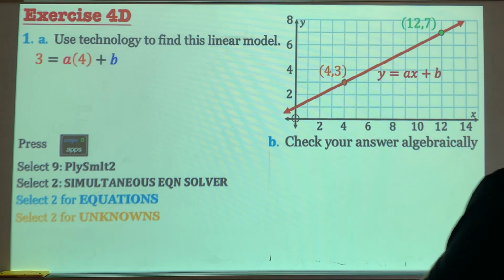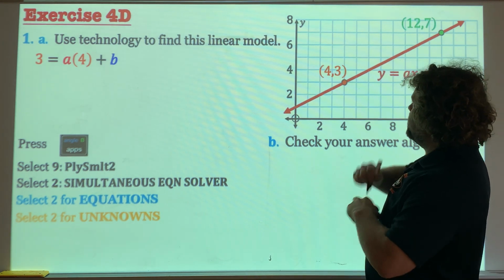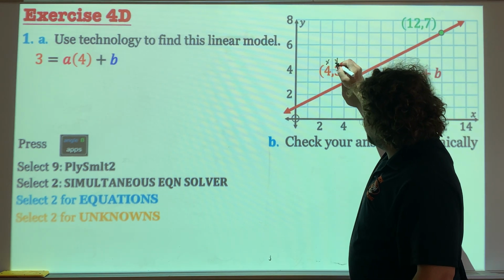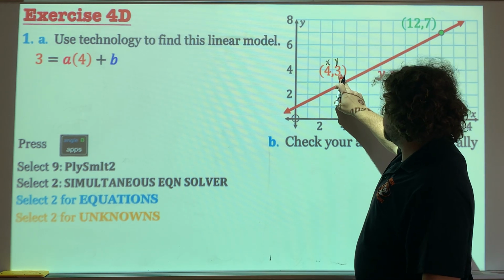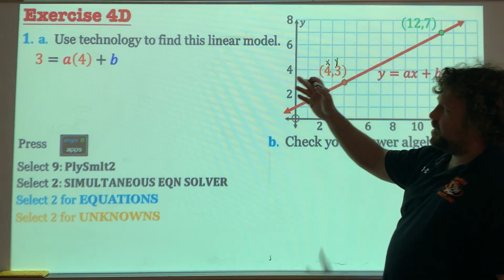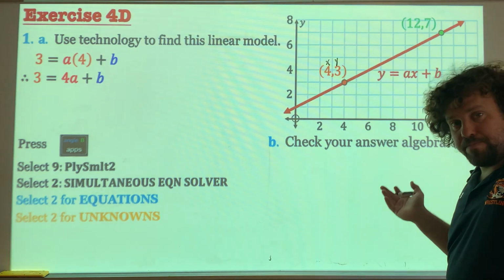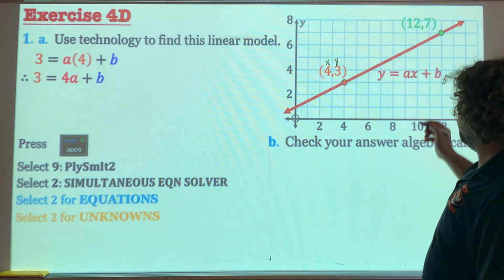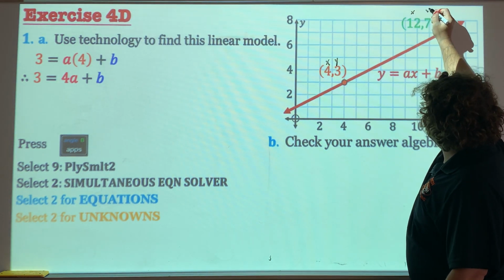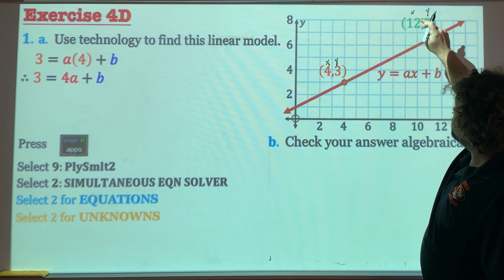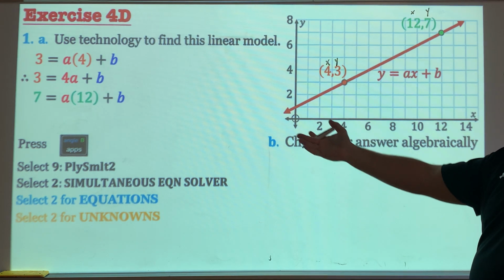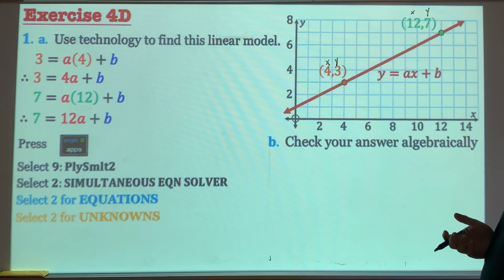All right, so the first one. This is your x. This is your y, right? 3 equals a times 4 plus b. It's just 3 equals 4a plus b. That's it. Next one. This is your x. This is your y. 7 equals 12a plus b. That's your answer.